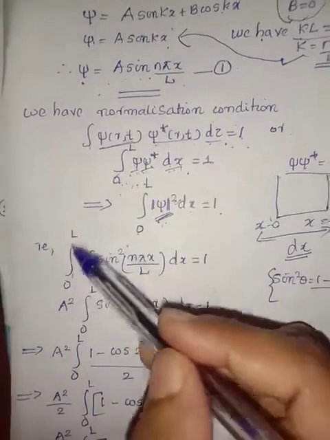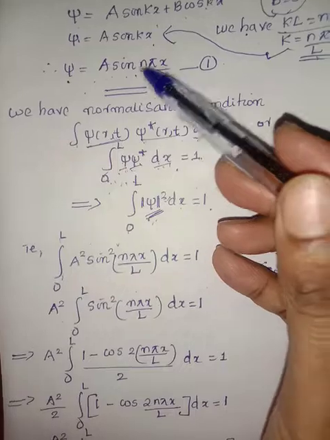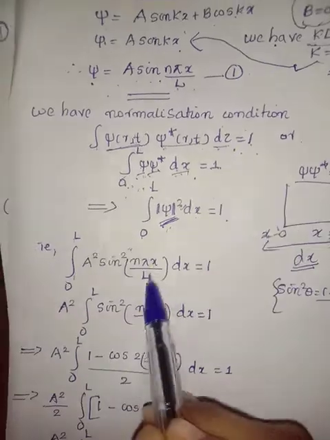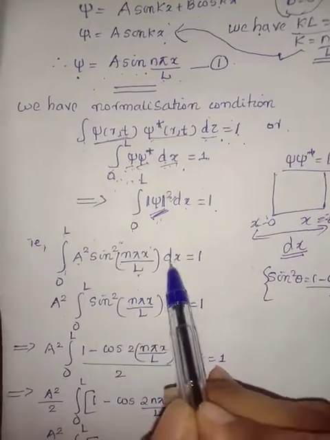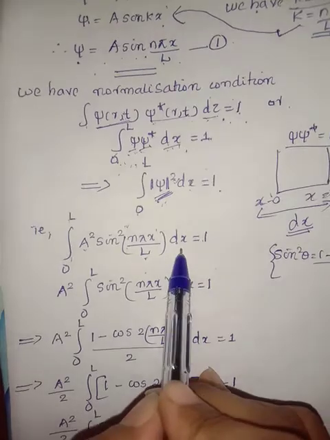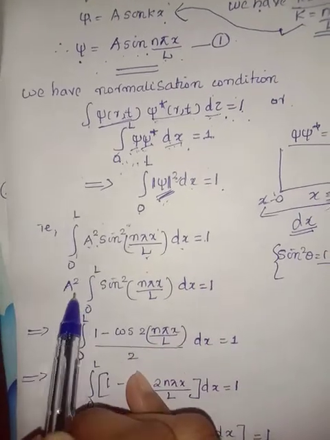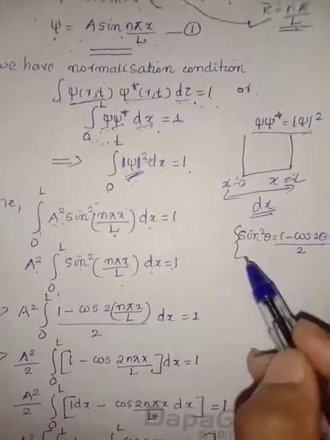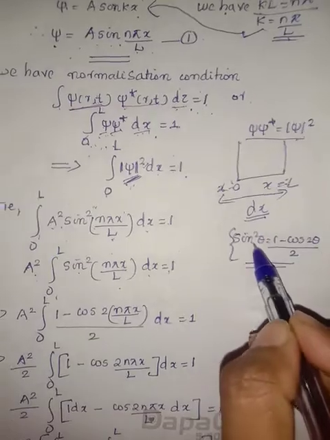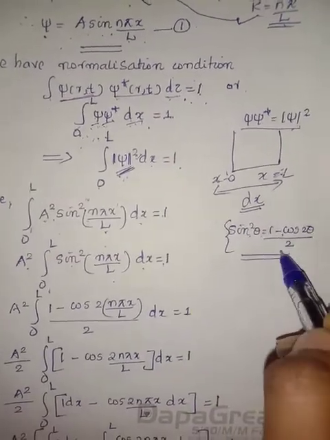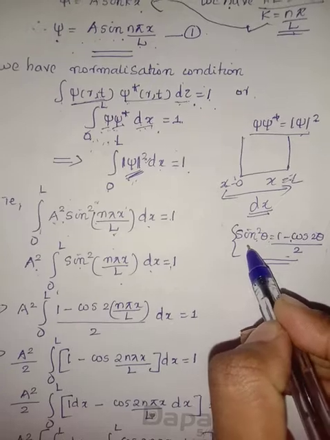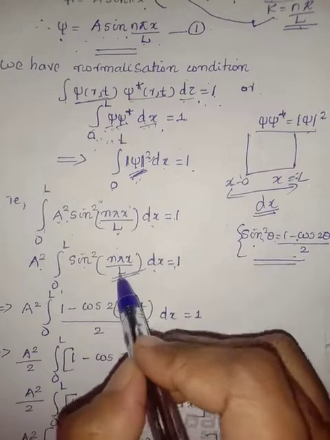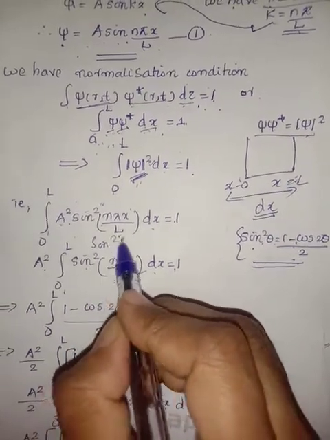So what is the square? Integral 0 to L a square sin square n pi x by L dx is equal to 1, and that will be our integration. Now, a square is a constant, so it can be taken outside: a square integral 0 to L sin square n pi x by L dx equals 1. Now we are applying a trigonometric relation: sin square theta is equal to 1 minus cos 2 theta by 2. Instead of theta, we have n pi x by L here.